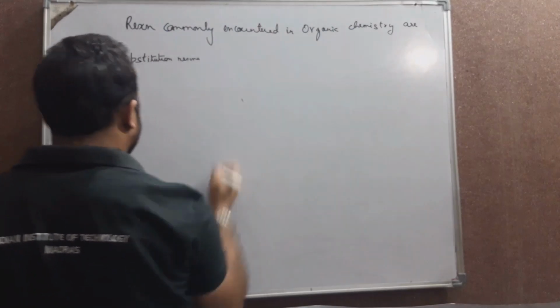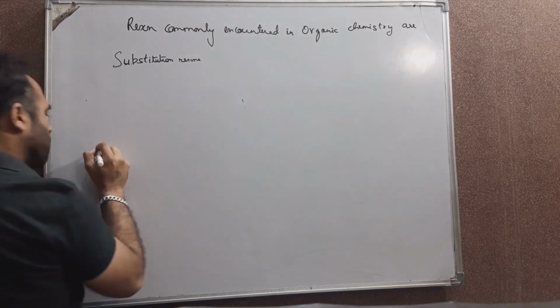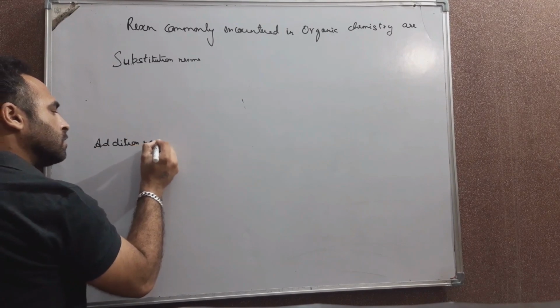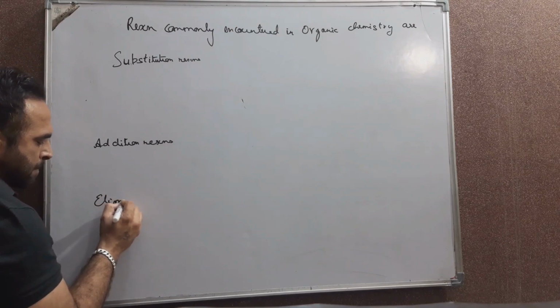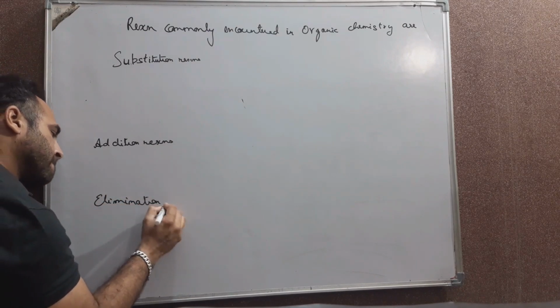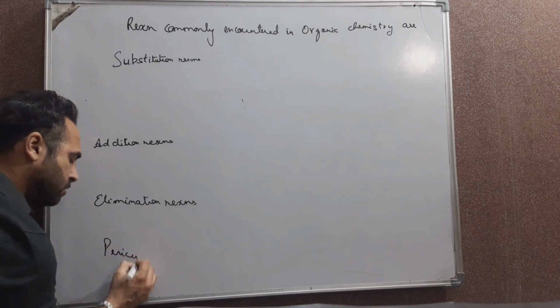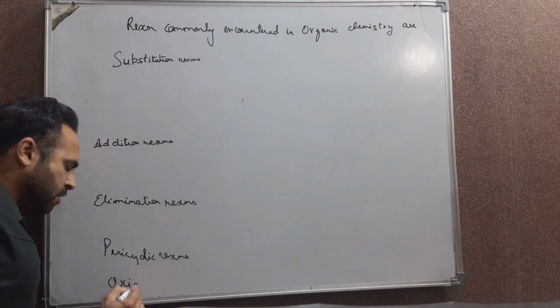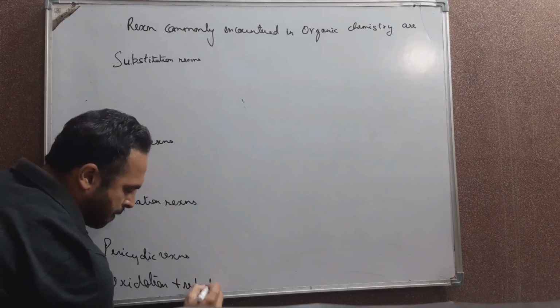Then we will come across addition reactions. I will write over here, addition reactions. Then there are elimination reactions. Okay, substitution, addition, elimination. Then you will encounter pericyclic reactions. And then there are oxidation and reduction reactions.